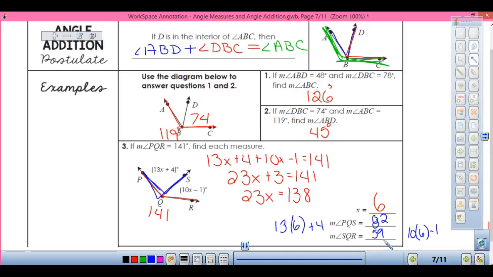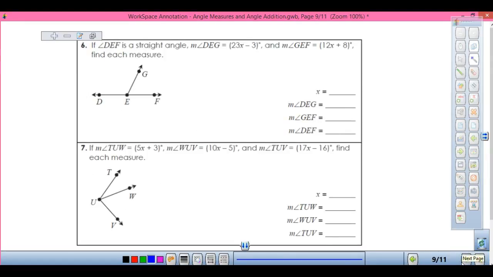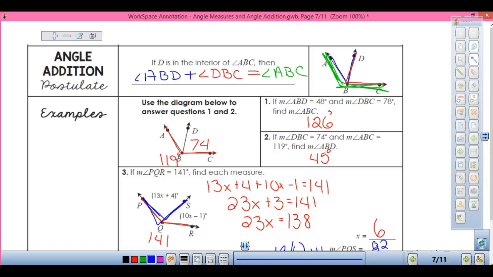Okay, it's not so bad, right? Hopefully not. Mostly it's just some new vocab. These are all the same exact thing that we were doing. If it says that it's a straight angle, it means it's how many degrees? 180. If it says that it's a right angle, that means it's how many degrees?